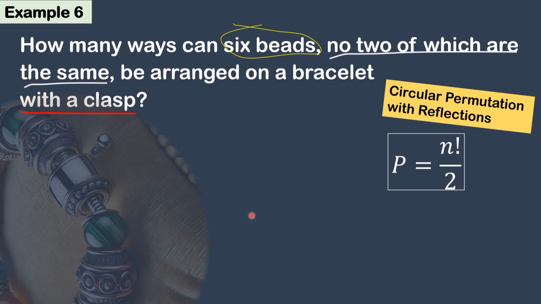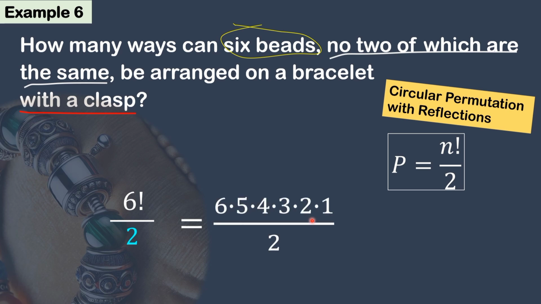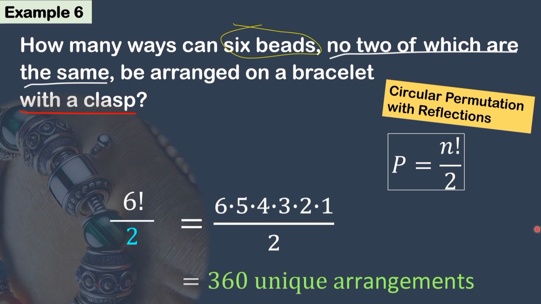Because the bracelet can be flipped, every arrangement has a mirror image. We divide it by 2. Expand, then simplify. Therefore, there are 360 distinct ways to arrange 6 distinct beads on a bracelet with a clasp, accounting for reflections but not rotations.